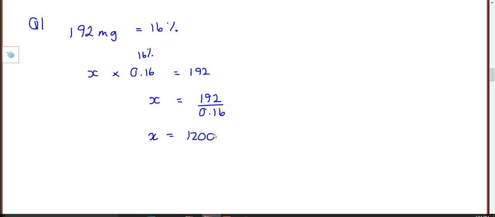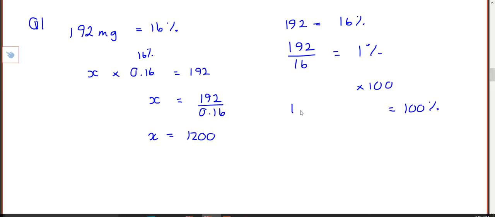I did it differently. There are lots of different ways. 100 divided by 16 or something. So what you could have done is say, well, if 192 equals 16%, if I do 192 divided by 16, I get 1%. So therefore I need to times by 100 to get 100%. So that would be 192 over 16 times 100. That is another way. I'm sure there are lots of other ways.